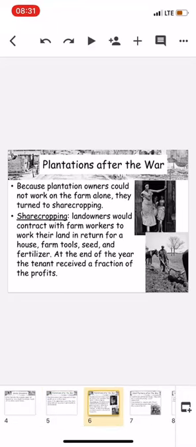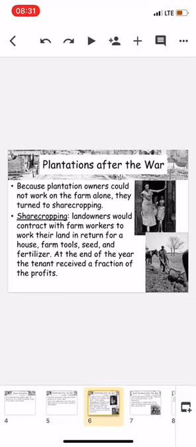So, plantations after the war. Because plantation owners could not work on the farm alone, think about this. How are you going to work a 1,000-acre farm with you, your wife, and 2 kids? Like, it's not going to happen. So we had to turn to a different society here in the South, that was no longer slave, but one of sharecropping. Let's talk about that.